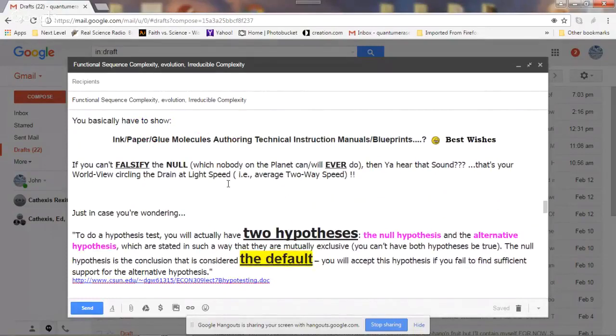You're going to basically have to show ink, paper, and glue molecules authoring technical instruction manuals and blueprints. So best wishes. If you can't falsify the null, which nobody on this planet can or will ever do, then you hear that sound? That's your worldview circling the drain at light speed. And as we already went over, that's the average two-way speed.